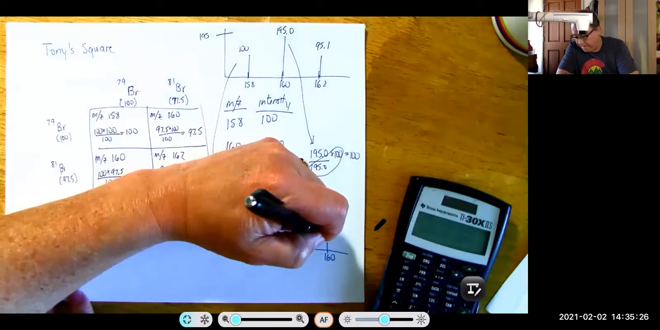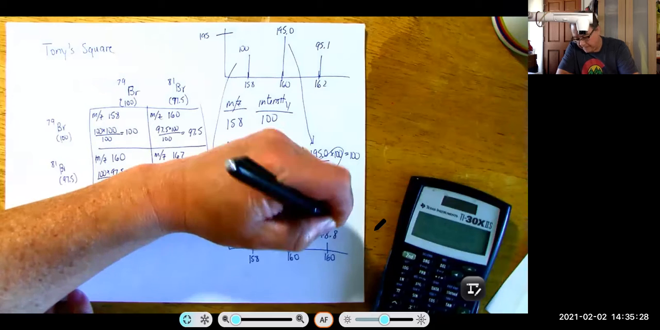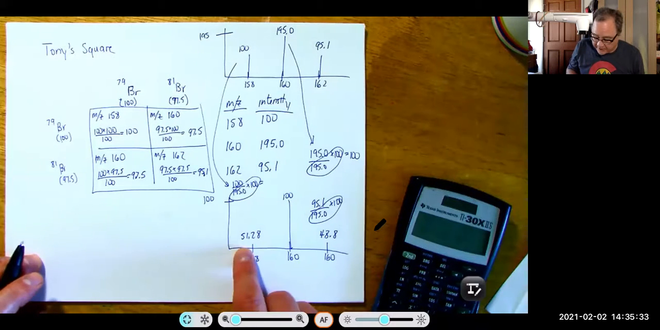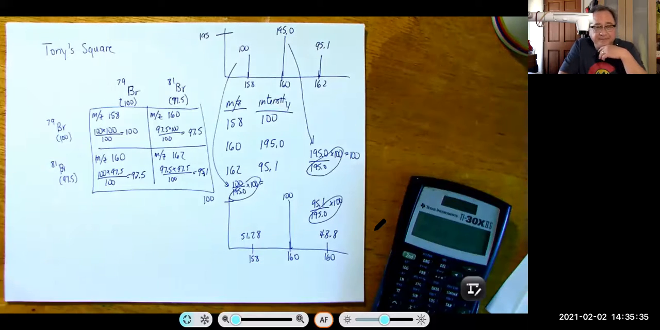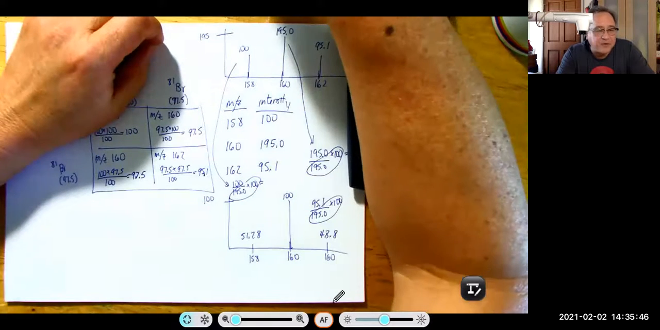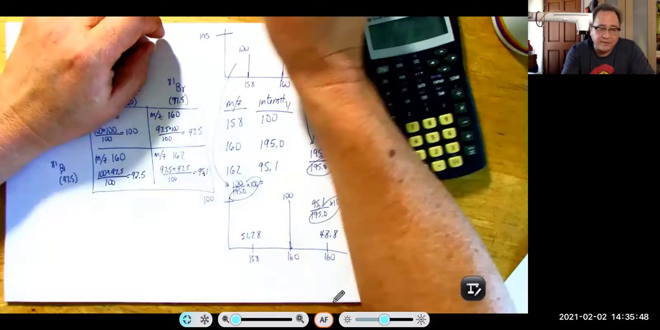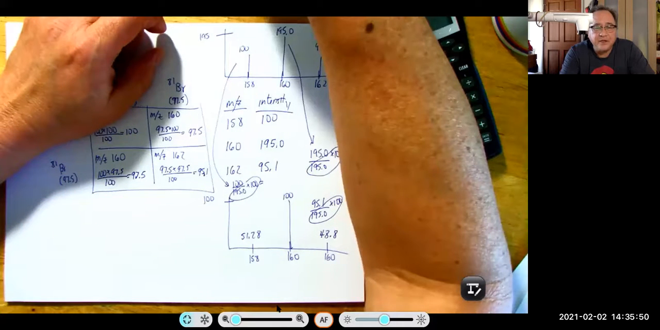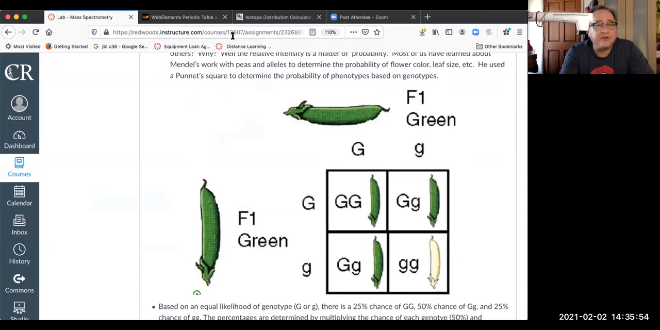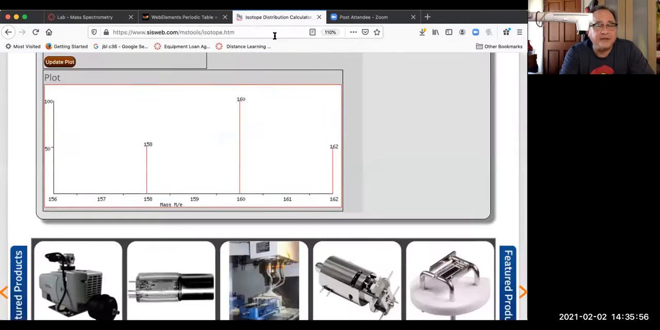Okay. So I get 100, I get 51.28, and I get 48.8. And guess what we're going to do now? We're going to look at the mass spectrum simulator and see what numbers they got. So I'm going to change my share screen back to the web browser. I'm going to go to the simulator.